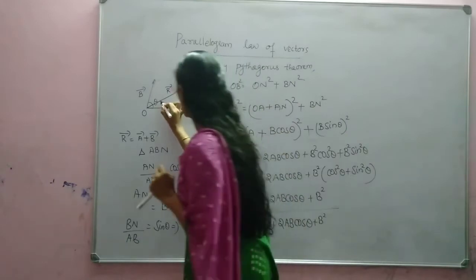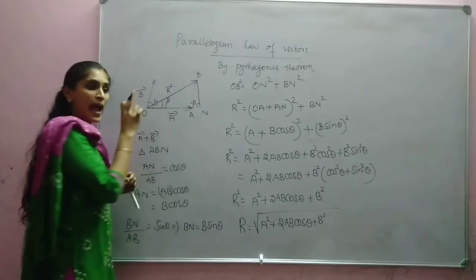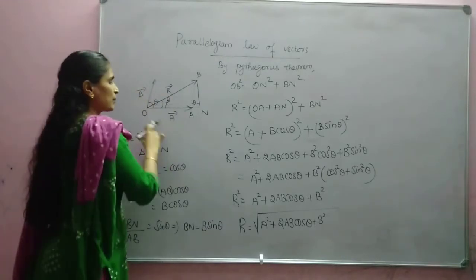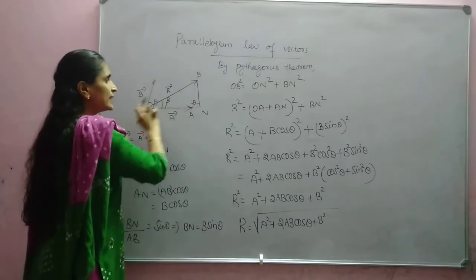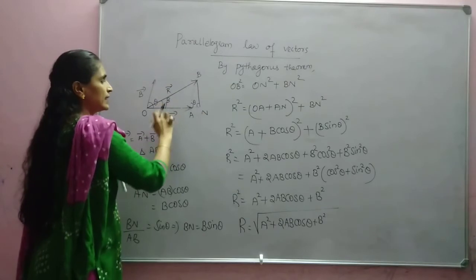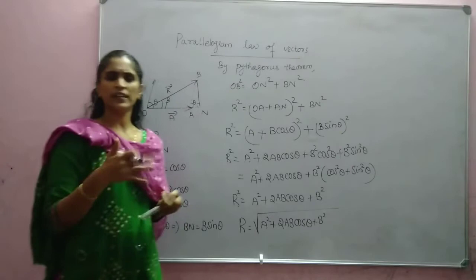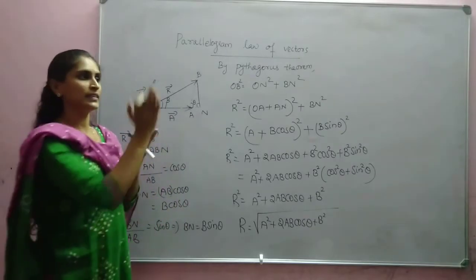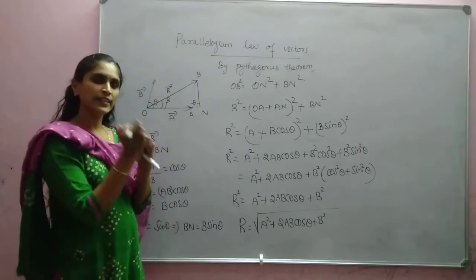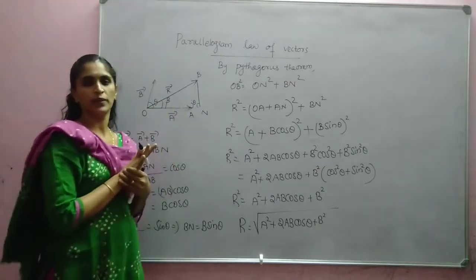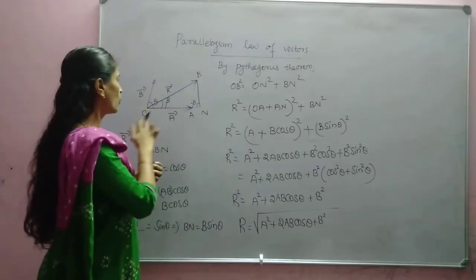So we are marking this angle as beta. Beta is the angle made by the resultant with this vector A. If you get 30 degrees or 45 degrees, according to the problem, you can say that this is the magnitude of the vector, and that vector is making this many degrees with this horizontal. Okay. For that we are again considering that triangle OBN.